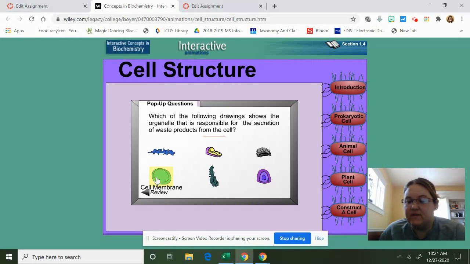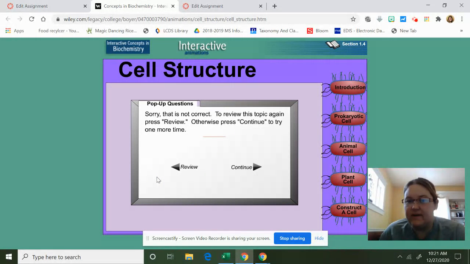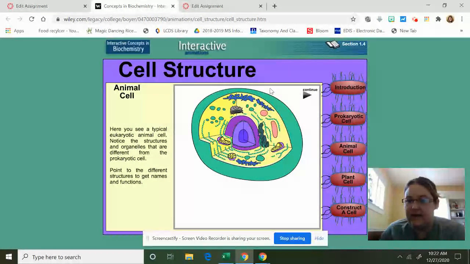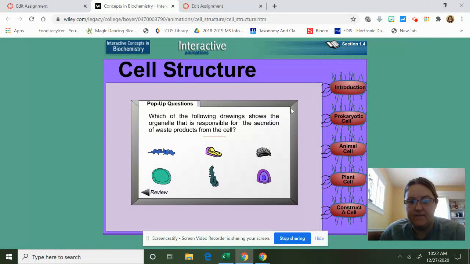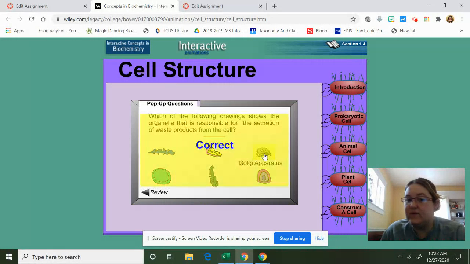Did you think it was the cell membrane because it controls what goes out? No. It does control what goes in and out, but it's not responsible for getting it there. The cell's pretty big. It has to get it to the outside, so that would be the Golgi body.